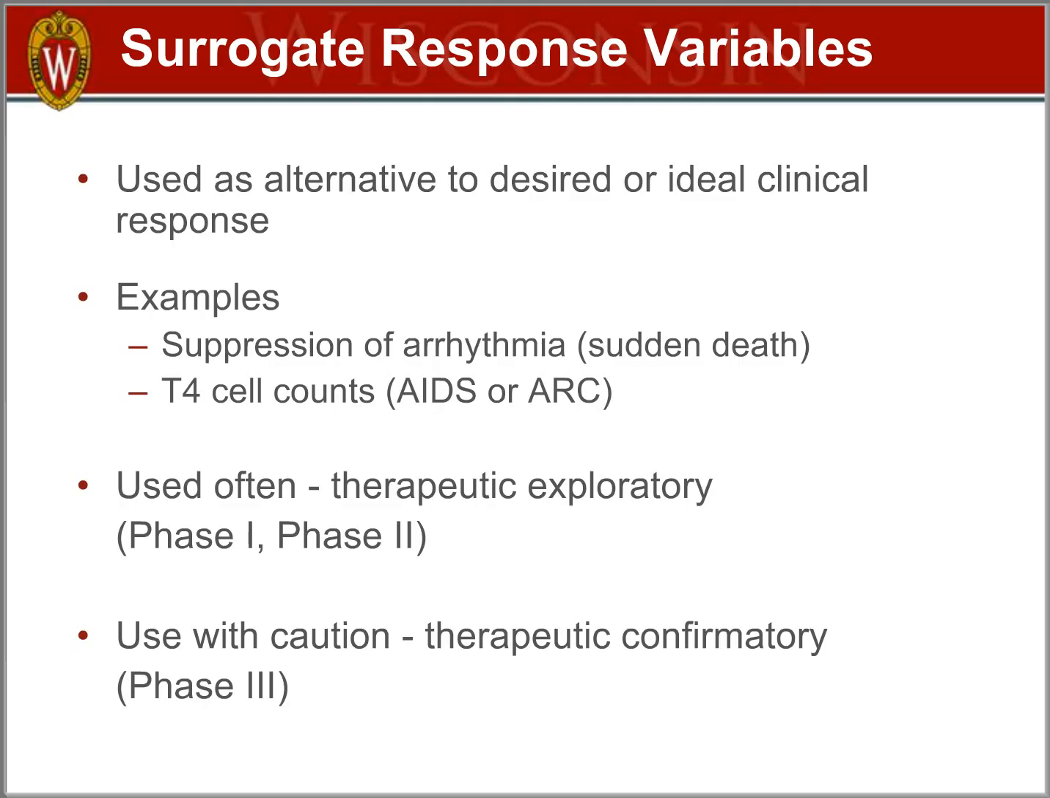We often use these surrogate outcomes in the development of drugs or devices in the early phases. But the challenge is, can we use these substitutes, these surrogate outcomes, as our primary measure in our confirmatory therapeutic trials? What we've learned is we need to do this with caution.